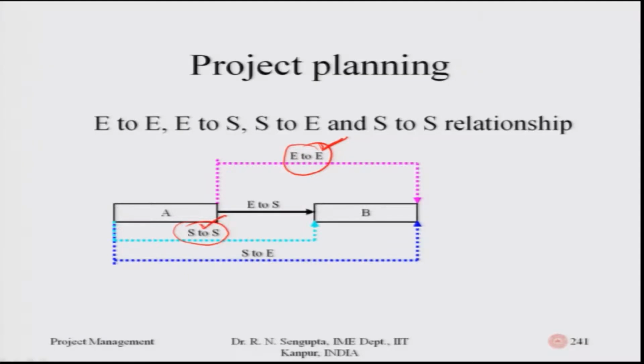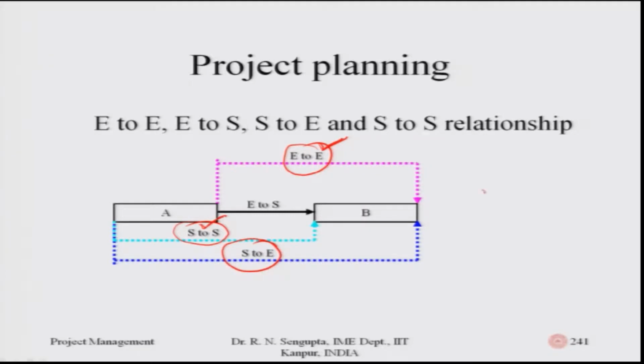And the last concept is start to end, which means that the starting of A and the ending of B are linked together. It doesn't mention when A would end or when B will start. That relationship is not mentioned. Only the start and end concept between A and B are required.